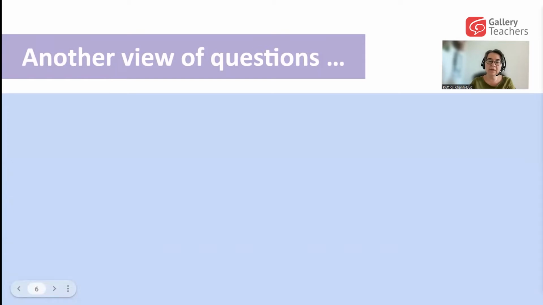Now, we can also classify questions by looking from a different angle. So not from the perspective of the structure of the question, but by looking at what we want to achieve with the question. So remember, this session is about using questions effectively. It's about engaging students, promoting learning. So we need to look at questions from a different angle. And the first kind of questions that we can look at is authentic questions.